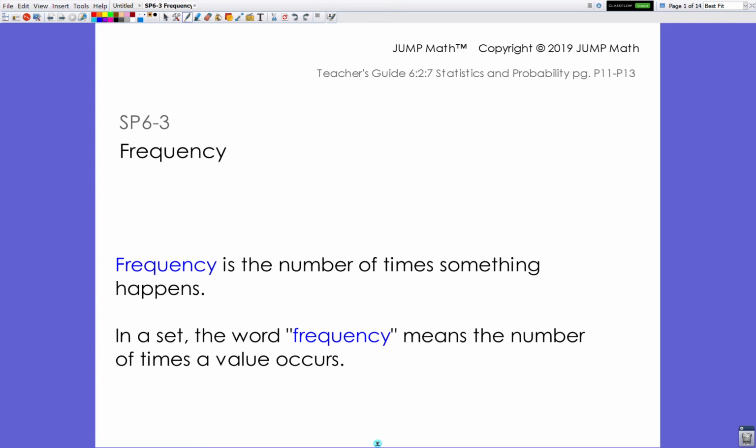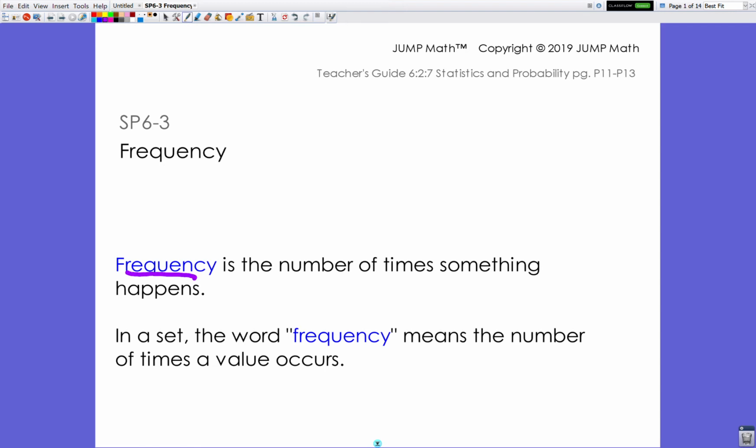Today's lesson is Statistics and Probabilities, Lesson 6, Frequency. Our goal in this lesson is to be able to distinguish between the value of a data point and its frequency, and use that frequency to calculate the mean. We're going to be introducing some new vocabulary terms. We're going to learn cell, data value, frequency, tally, and tally chart.